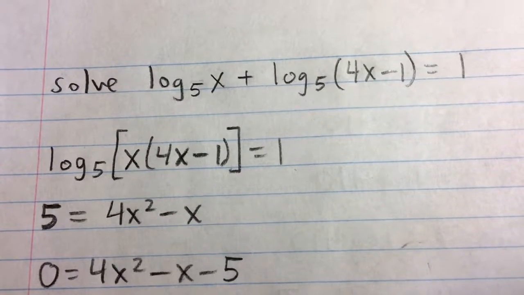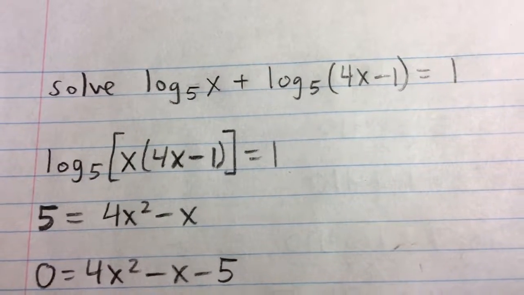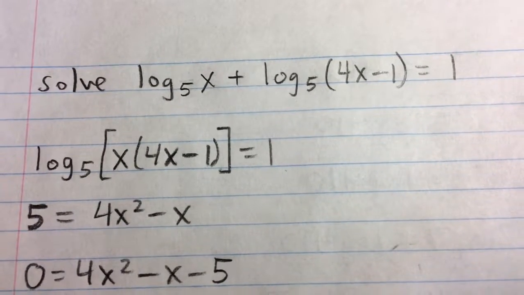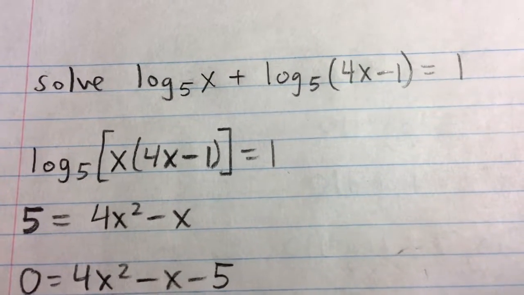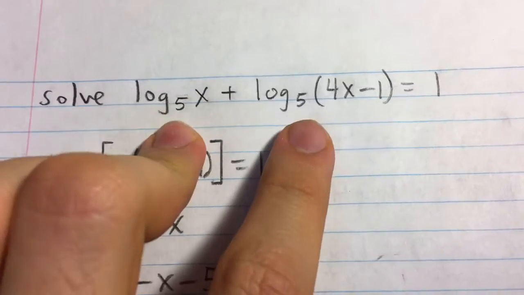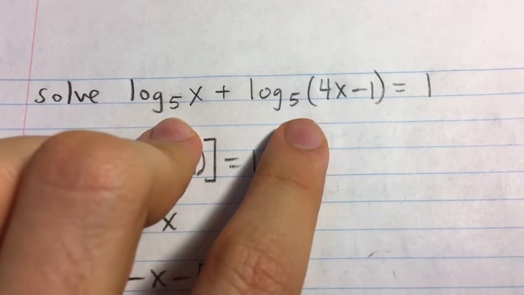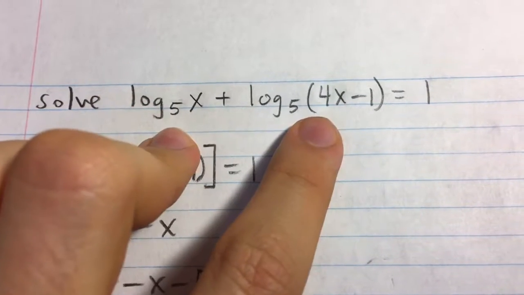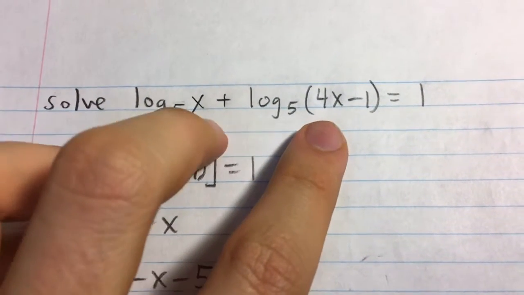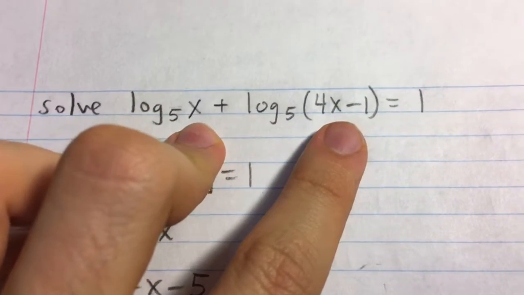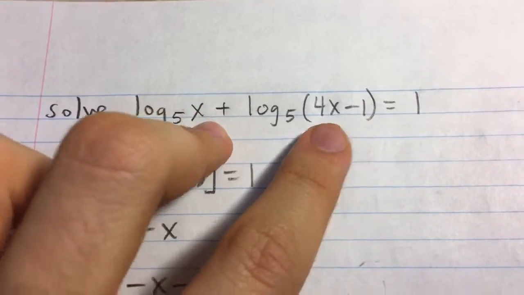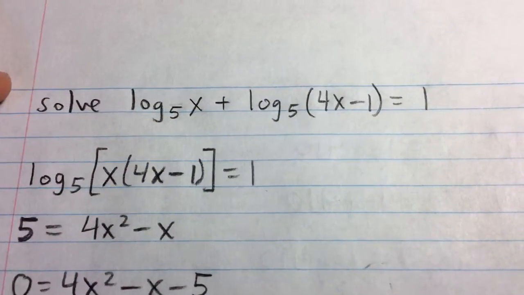Solve log base 5 of x plus log base 5 of 4x minus 1 is equal to 1. Now, the way we're going to solve this is first we're going to combine these two logarithms. Because they have the same base, we can combine them. And the way we do that, because we have a sum of logarithms, we're going to be multiplying their arguments, the part inside. That's the product law of logarithms.